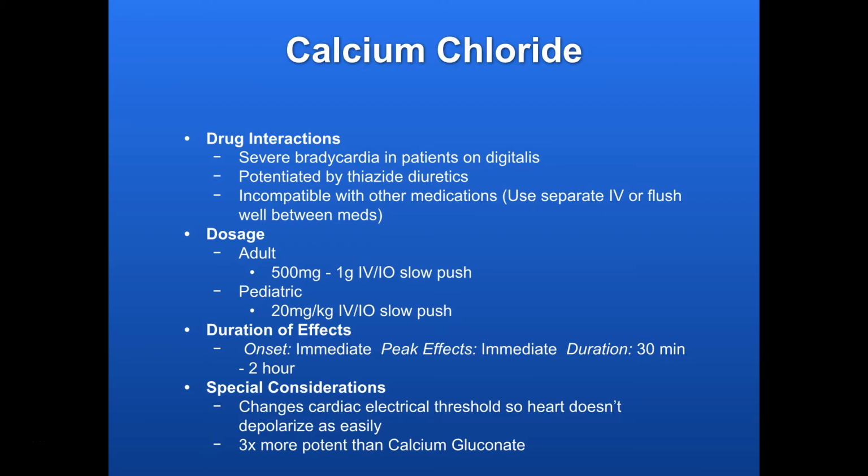Typical adult dose: 500 milligrams to 1 gram via IV or IO, slow push. And pediatrics is usually 20 milligrams per kilogram. Duration: effects onset is pretty much immediate, peak effects immediate, and then usually hangs out in the body for 30 minutes to 2 hours.